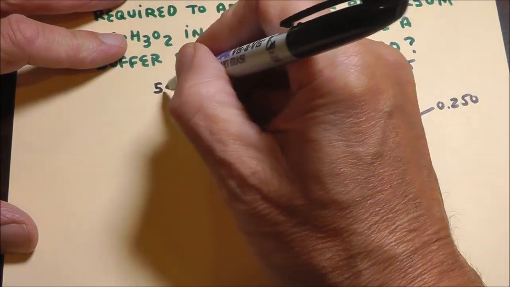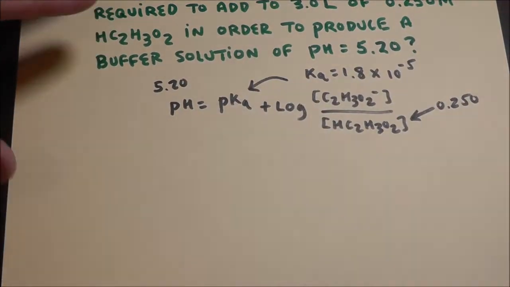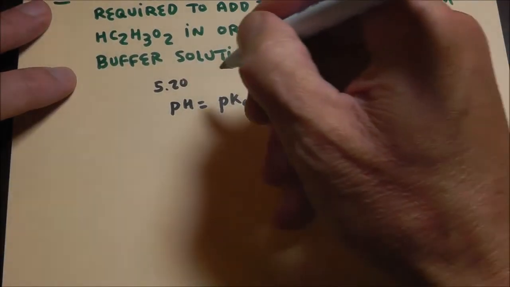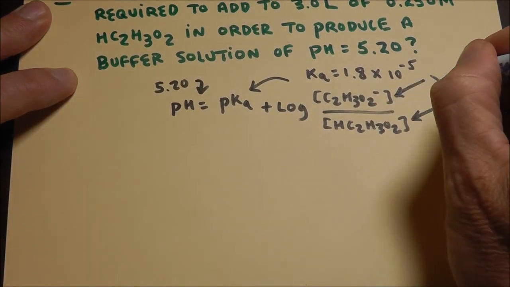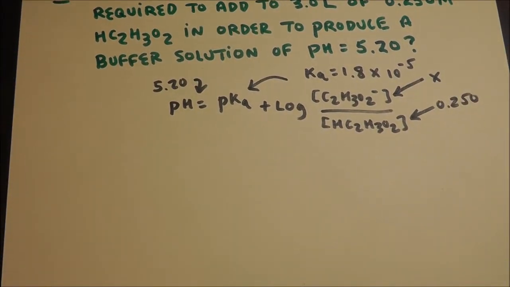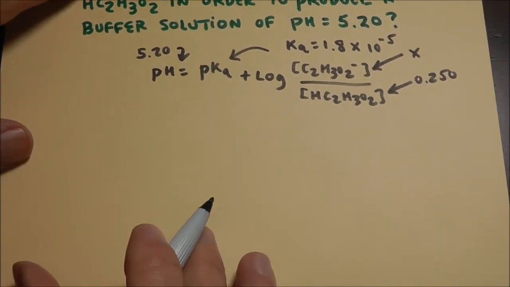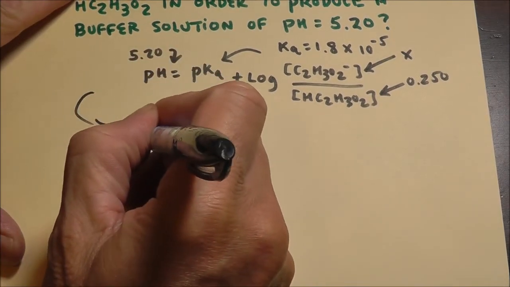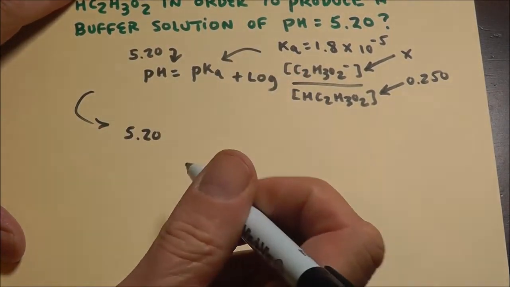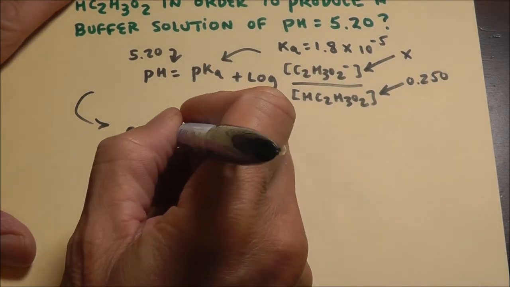They say we want a buffer that gives us a pH of 5.2. The only thing we're missing is the conjugate base concentration. Okay, we'll call it X. So let's go to work here and crank this out. So we'll go fill all this in. 5.20, and then we got a little bit of an issue. We got 3 liters and not 1, so watch out.